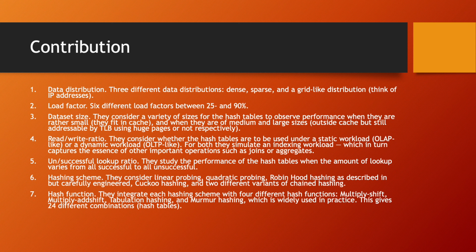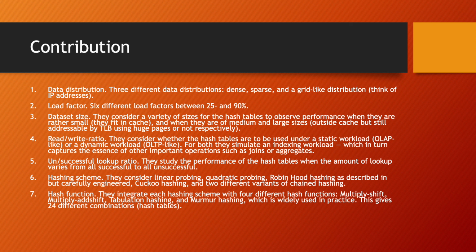First, data distribution. 3 different data distributions: dense, sparse, and grid-like distribution. In grid-like distribution, you can think of IP addresses. Second, load factor. 6 different load factors between 25 to 90%. Third, dataset size. They consider a variety of sizes for the hash tables to observe performance when they are rather small and when they are of medium and large sizes.